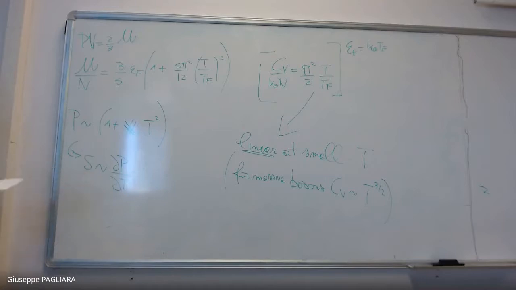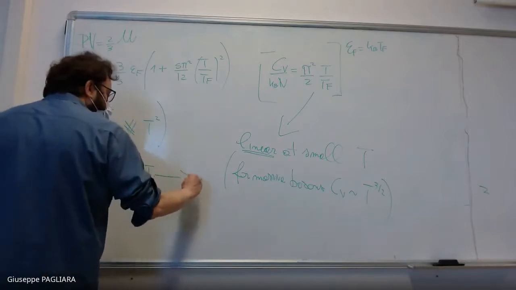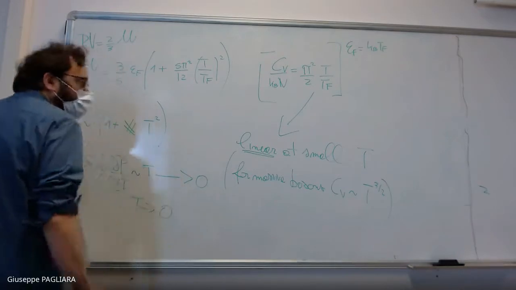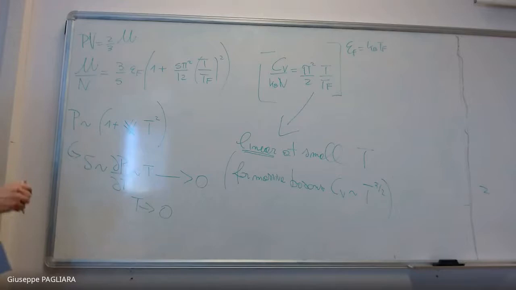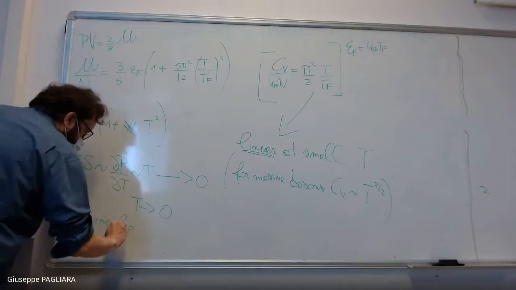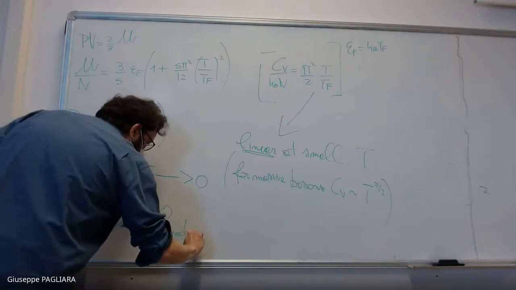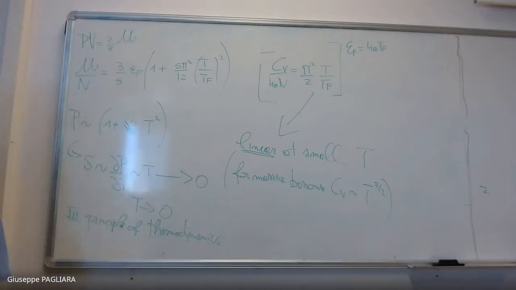We have done the same calculation for bosons, and therefore the entropy is proportional to the derivative of P with respect to temperature. Actually, this is the entropy density, and therefore you see that this is linear in T. Therefore, this also goes to zero as T approaches zero, which is again the third principle of thermodynamics. So also for fermions, the entropy is going to zero as T is going to zero, as in the case of bosons.